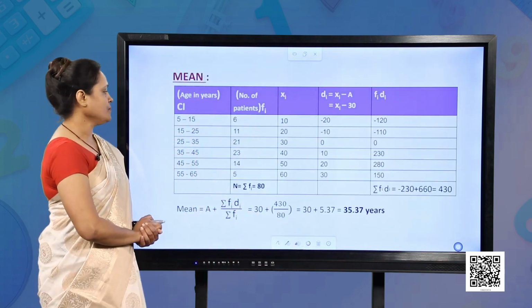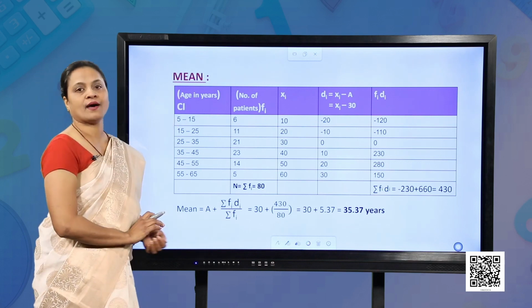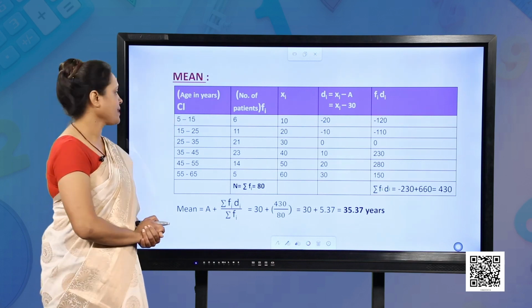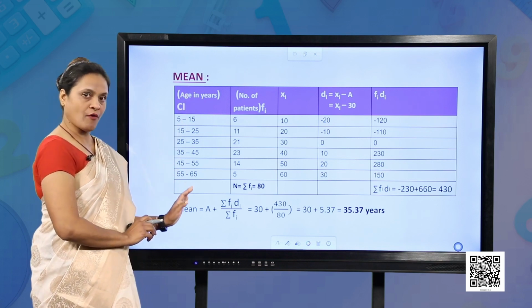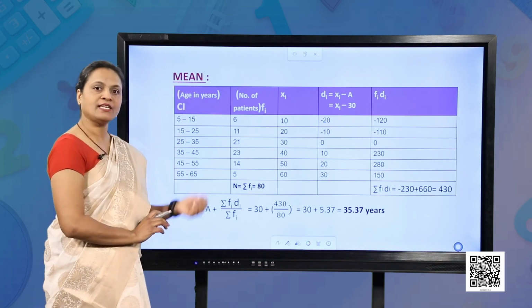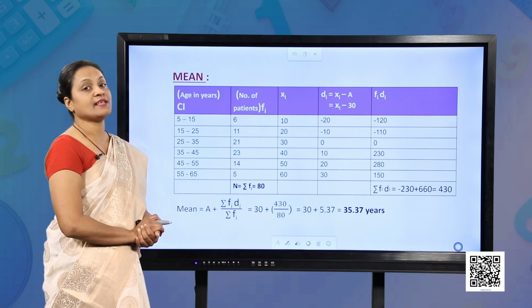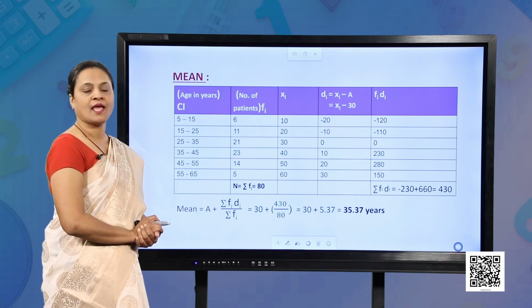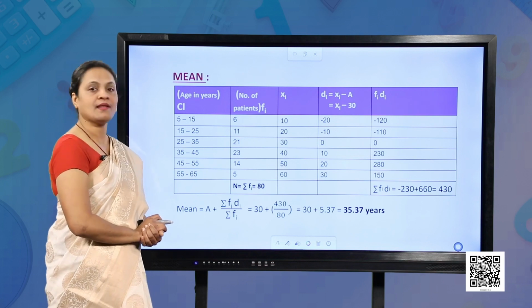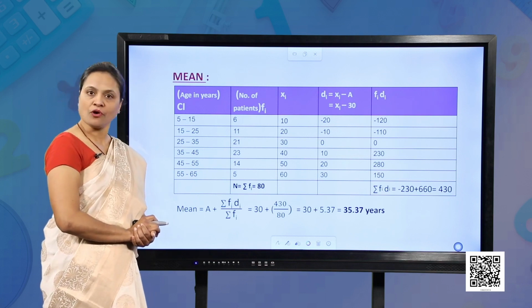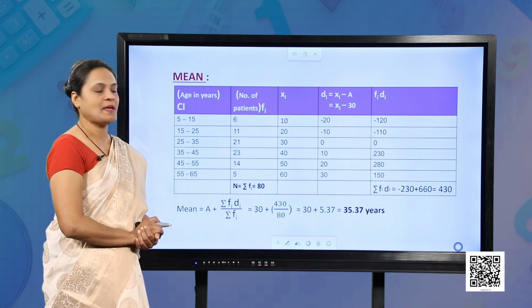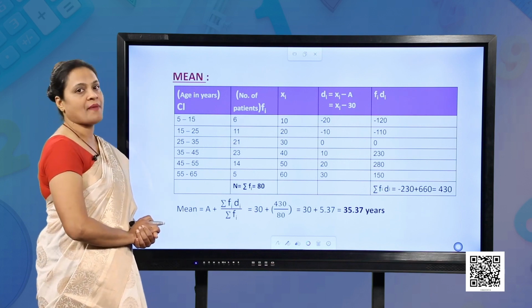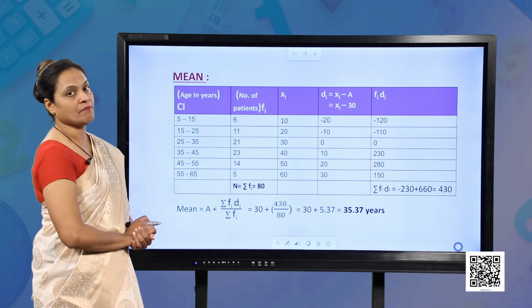Now, students, we are going to find the mean also. We have the class intervals. I have opted to calculate the mean using the assumed mean method. You can do this question using other methods also, like the step deviation method. So, let us do this by the assumed mean method.